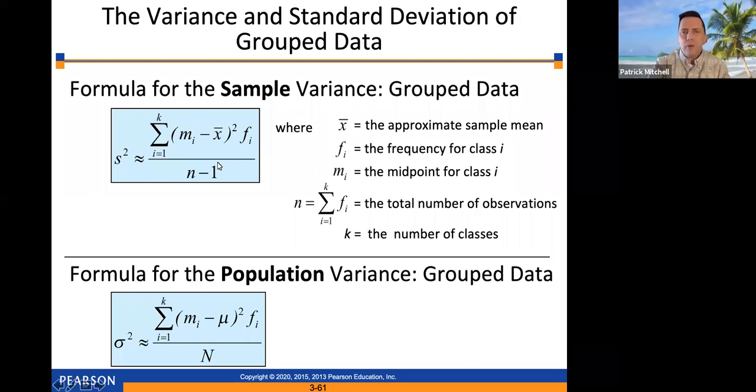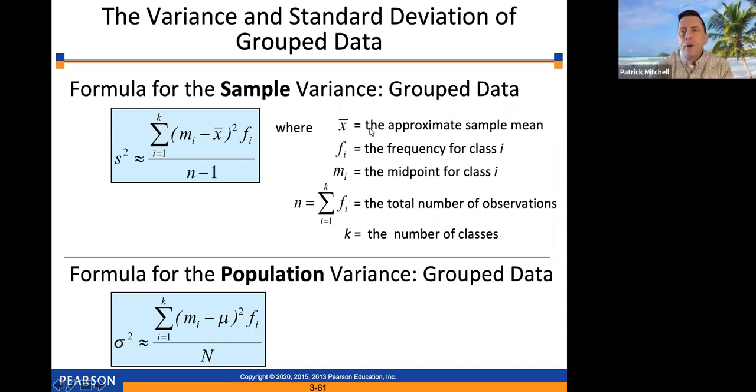Now, this is another formula that looks kind of intimidating. I just want to point out it's basically almost the same formula that we used back in section 3.2. It's just that the x has been replaced with a midpoint. Remember, we're using the midpoint to approximate each value. And then you have to weight that number by multiplying by its frequency, okay? All right, and again, I'm going to do this in the form of a table. This table is going to have several columns.